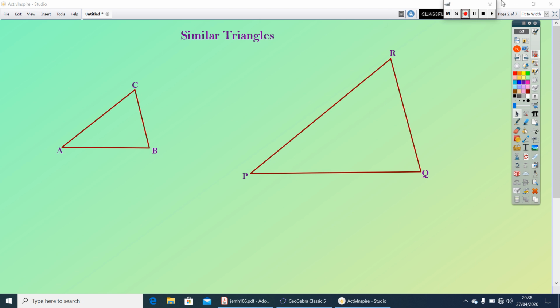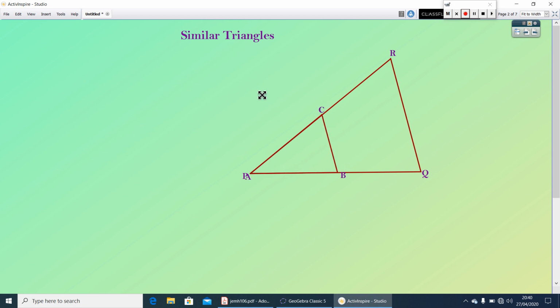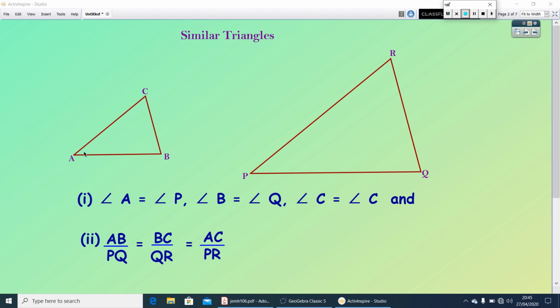Here, triangle ABC is similar to triangle PQR. Then the corresponding angles, angle A is equal to angle P, angle C is equal to angle R, and angle B is equal to angle Q. So corresponding angles are equal. Thus we can write: angle A is equal to angle P, angle B is equal to angle Q, angle C is equal to angle R.